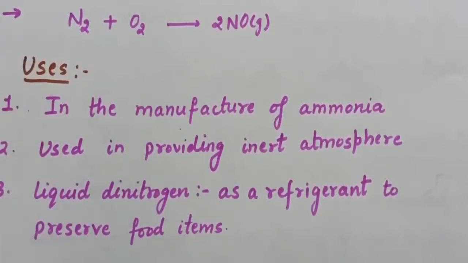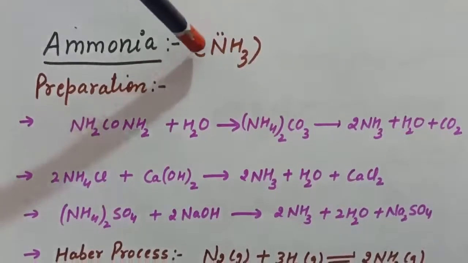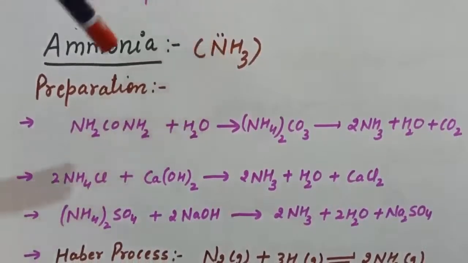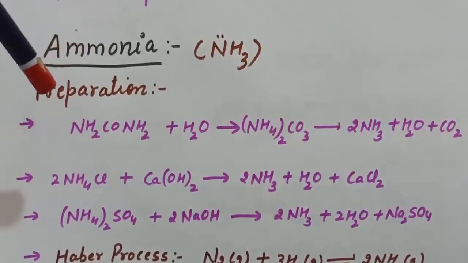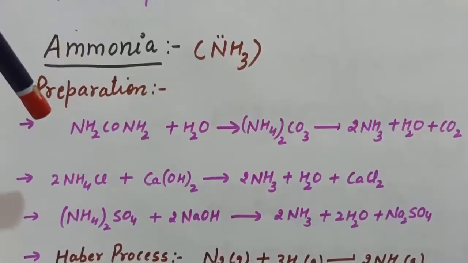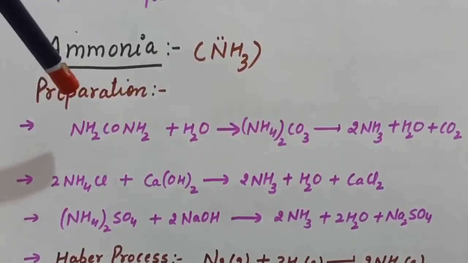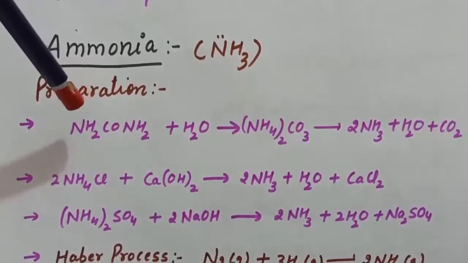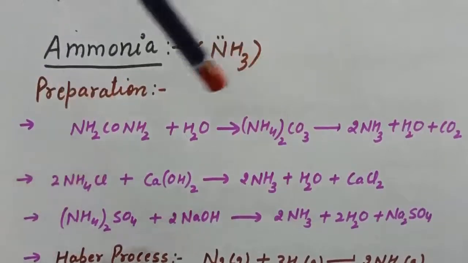Next we will discuss ammonia. So the formula for ammonia is NH3. Now first of all we will discuss the preparation of ammonia. So first preparation of ammonia is that it can be prepared from nitrogenous organic matter, that is the decay of nitrogenous organic matter produces ammonia.